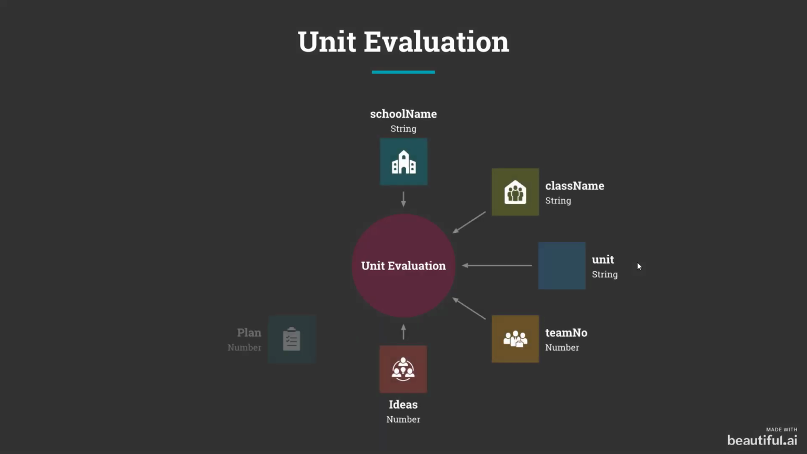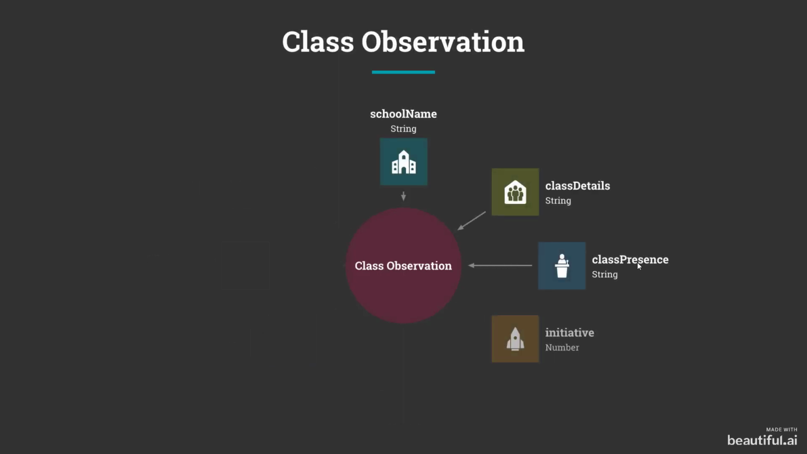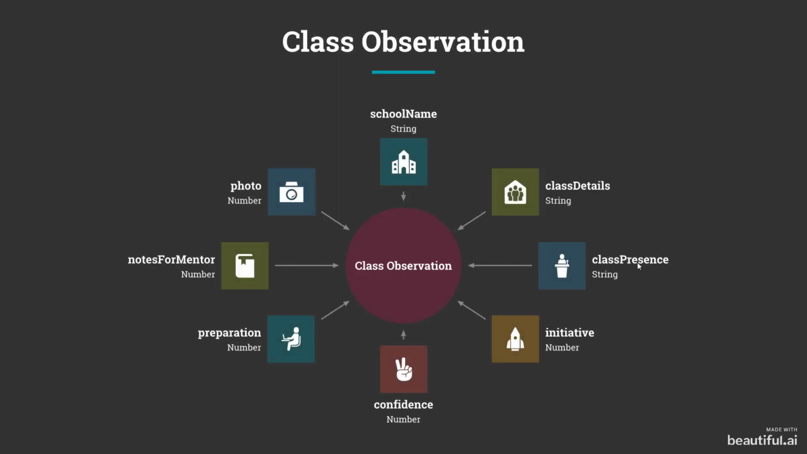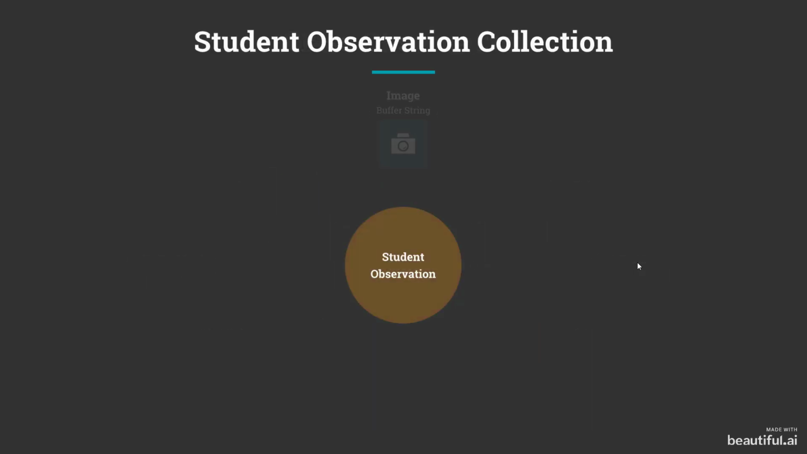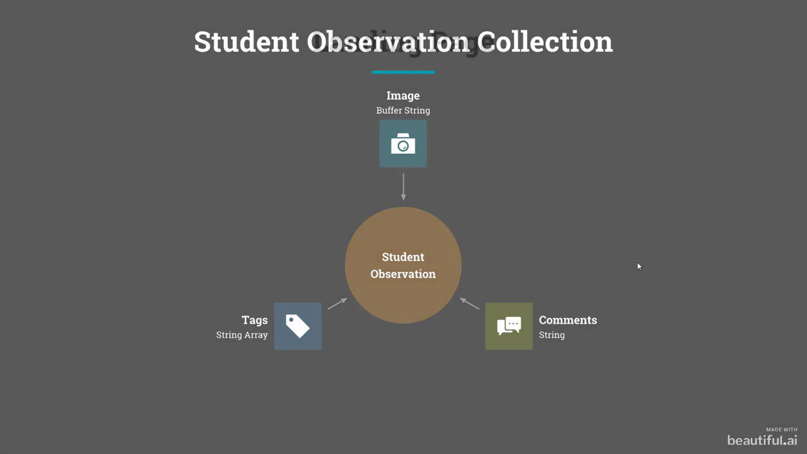Talking about the different entities involved in various parts of the database, every form has different entities, as you can see on the screen. Unit evaluation has different entities, the class observation has similar kinds of entities, which is the data that would need to be collected. The student observation collection form has similar entities as well. There were images, strings, timestamps, and a lot of other things.